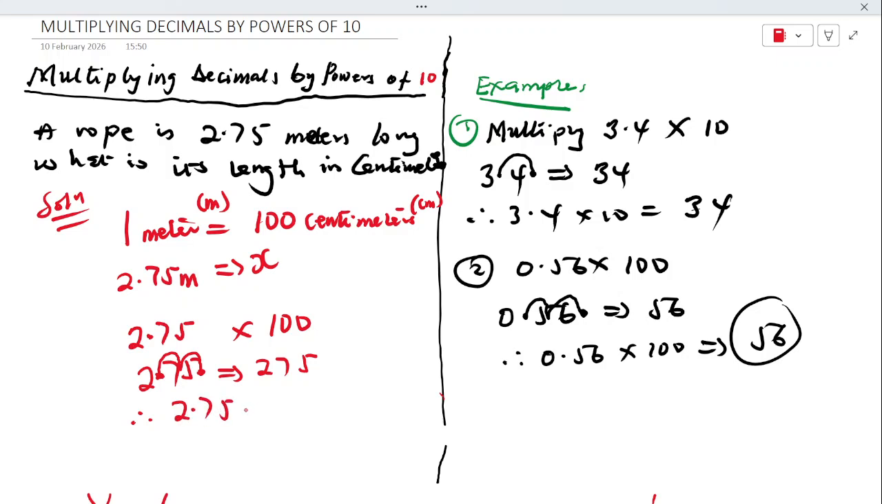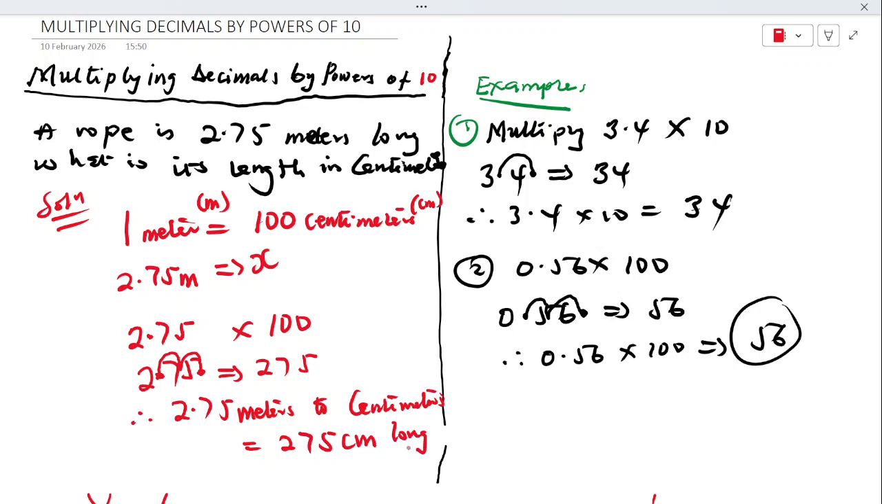Therefore, 2.75 meters to centimeters is equal to 275 centimeters. So the rope is 275 centimeters what? Long. I hope that is clear.